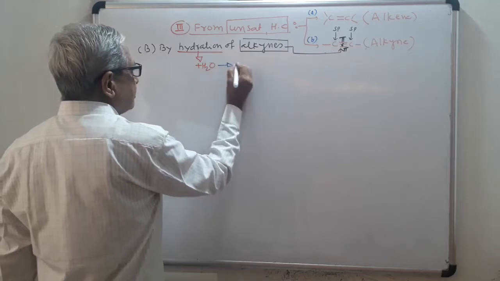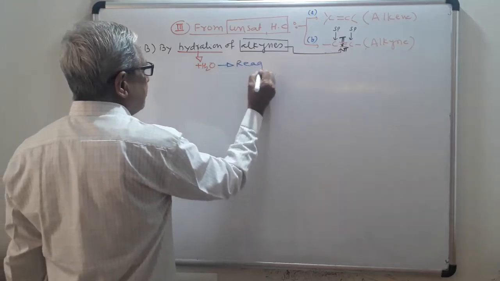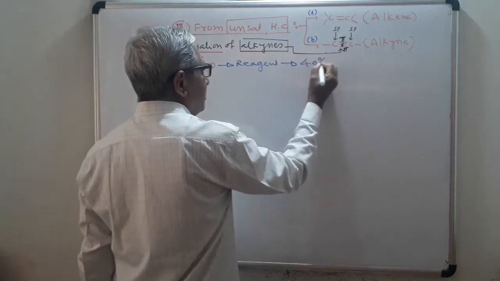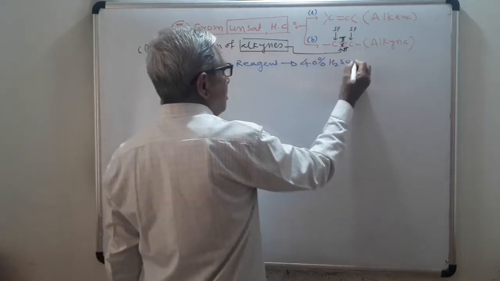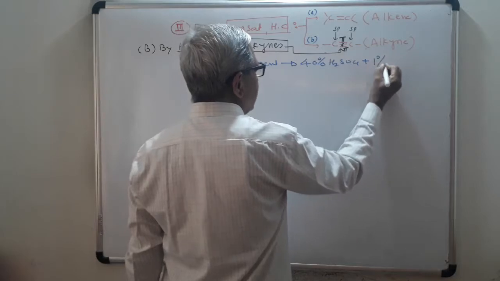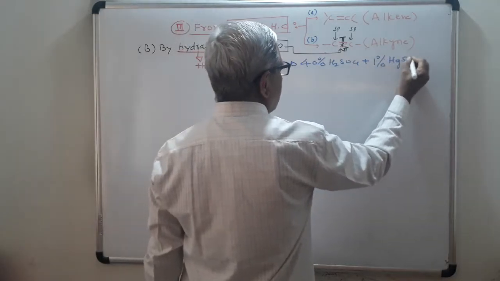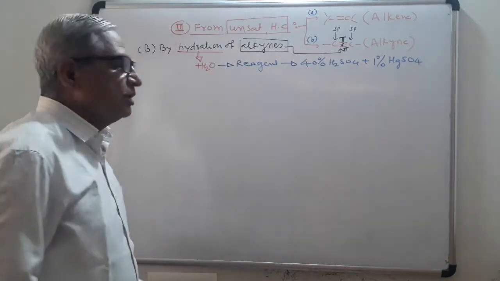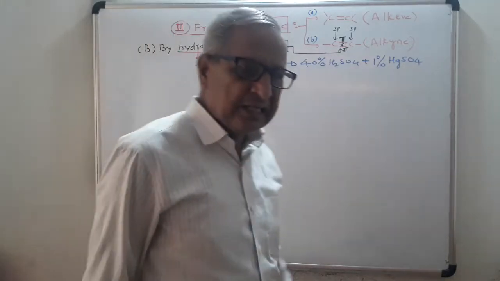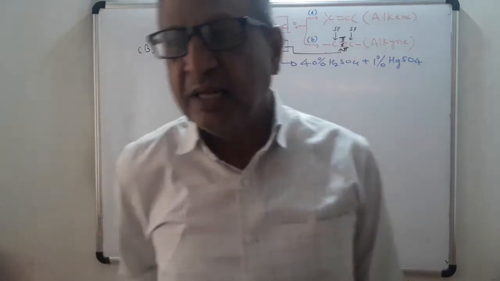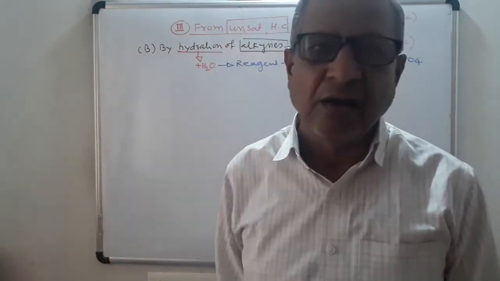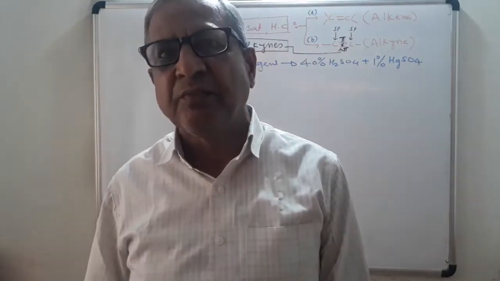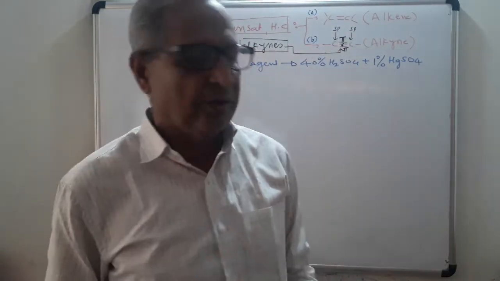So here is an important question. Reagent used for hydration: 40% H2SO4 plus 1% HgSO4, mercuric sulfate. So this reagent is used. In this case, the overall addition of water will take place, and you will get the intermediate enol, and that enol immediately undergoes tautomerism, and that gives either aldehyde or ketone.